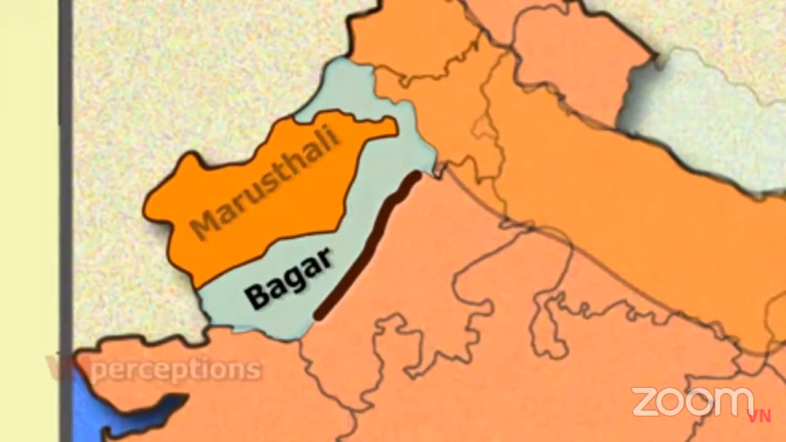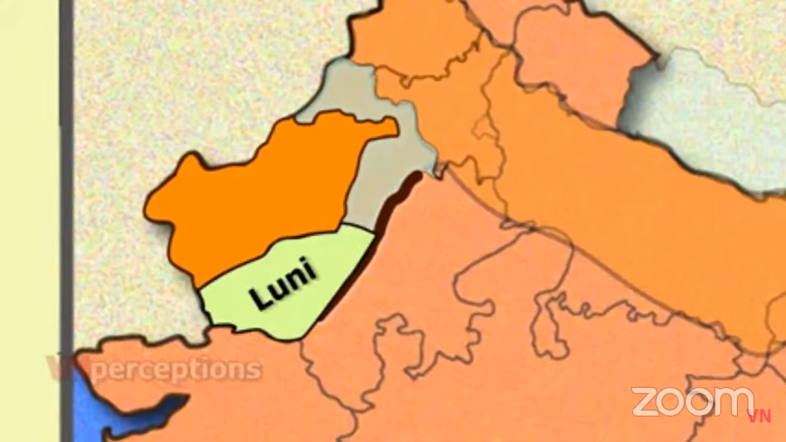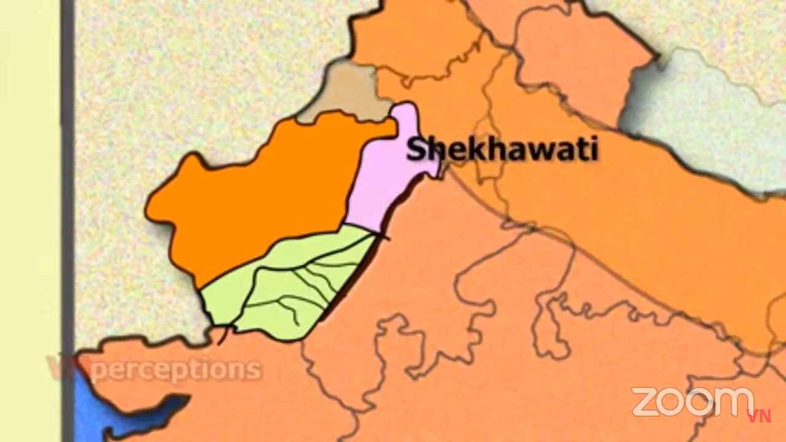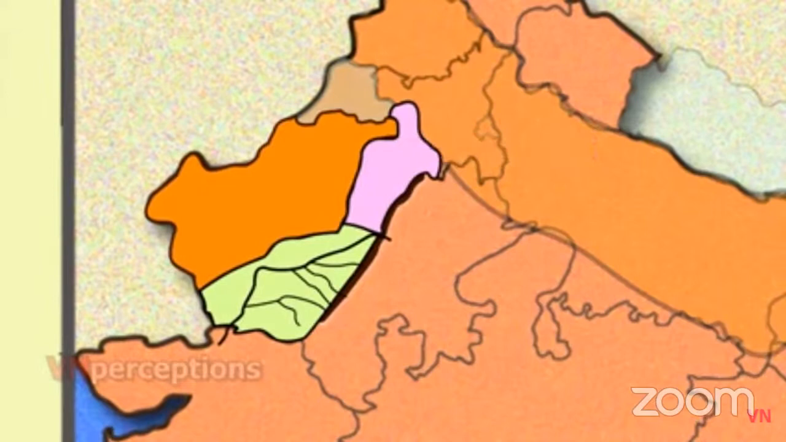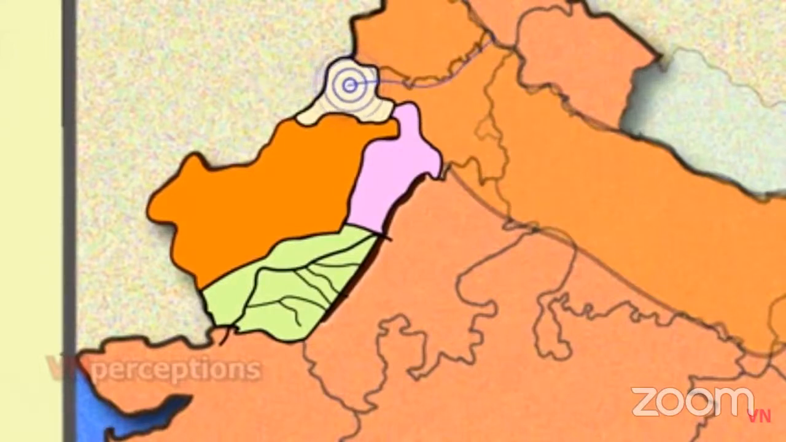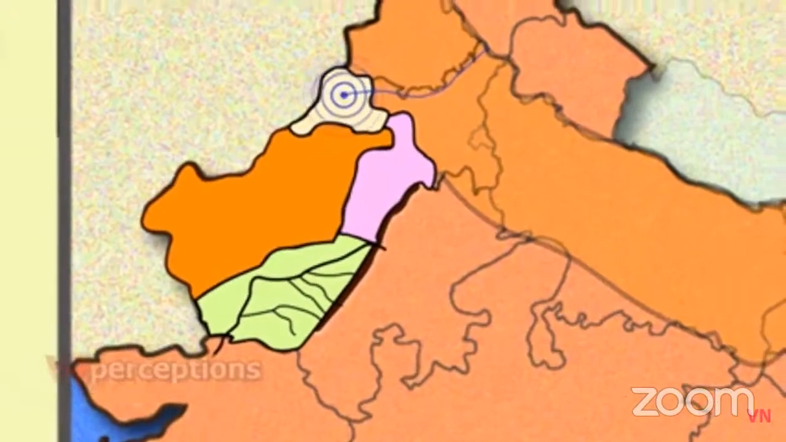This region lies to the east of Marusthali. It is further subdivided as Luni Basin because this region is drained by river Luni and its tributaries. Then the Shekhawati region. This was the region of Shekhawati Rajputs. Then the Gaggar Plain. This region is known as Gaggar Plain because river Gaggar, an inland river, terminates in this region.